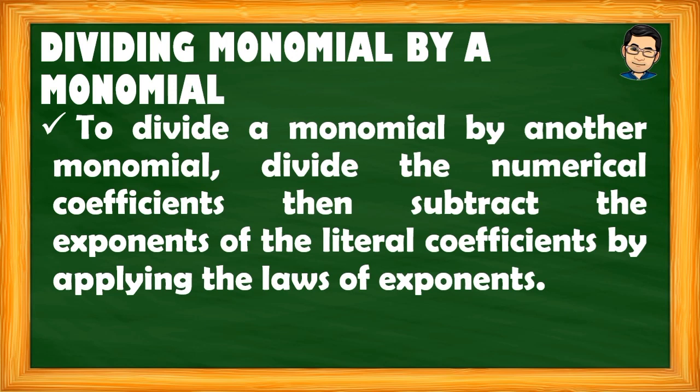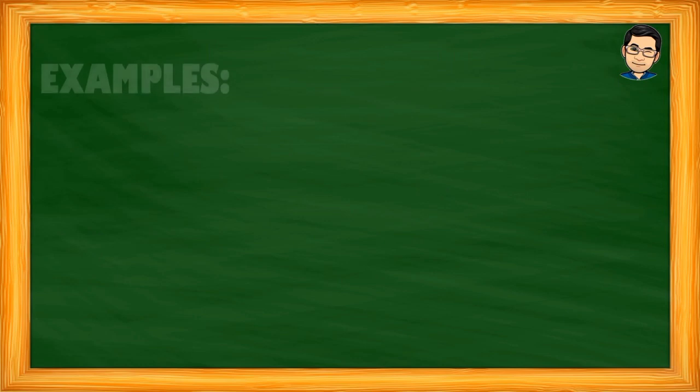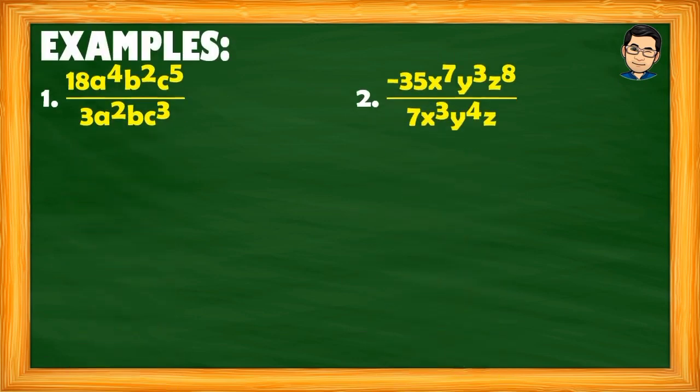So, kung puro literal coefficients lang po, puro variables lang po yung given, literal coefficients lang po yung ating pagsusubtract dun sa exponents. So, let's have examples. The first one, 18a to the 4th power b squared c to the 5th power all over 3a squared bc cubed. Okay. So, yung numerical coefficients dito, 18 tsaka 3. Okay. So, ibig sabihin po dito, i-divide lang natin yung 18 sa 3.